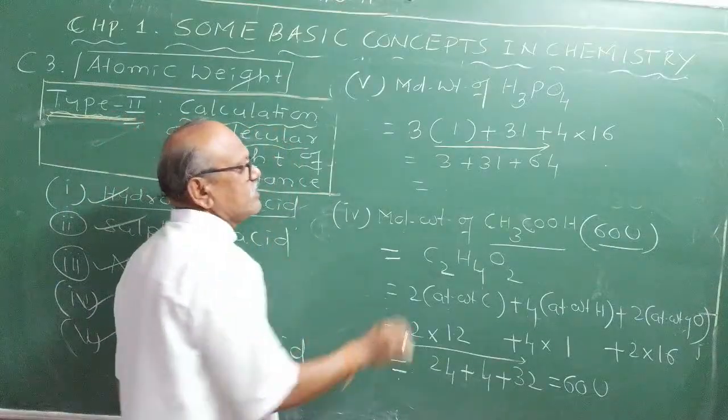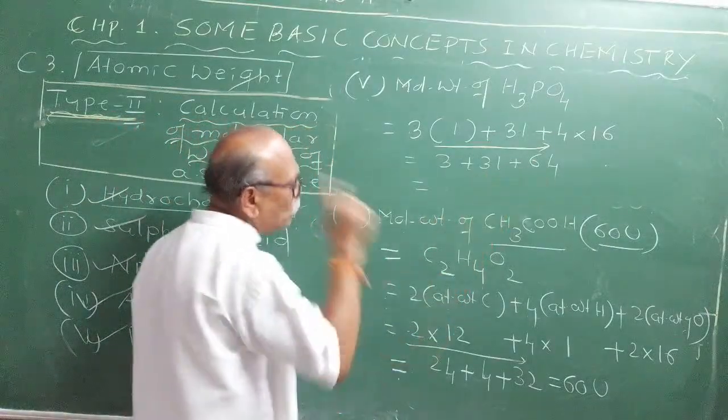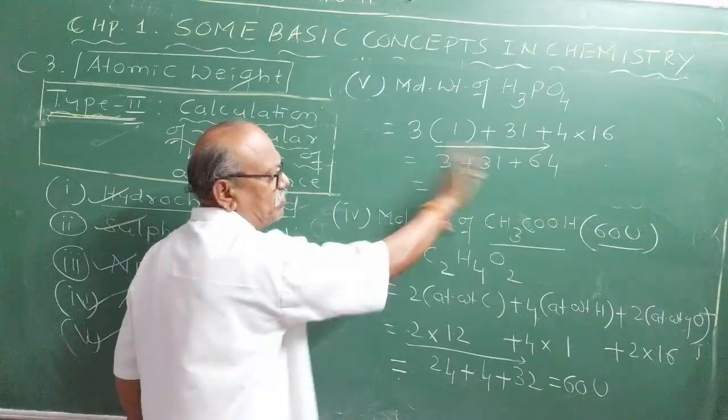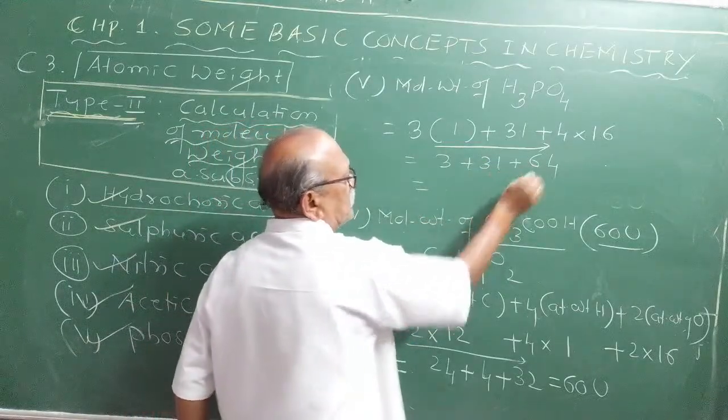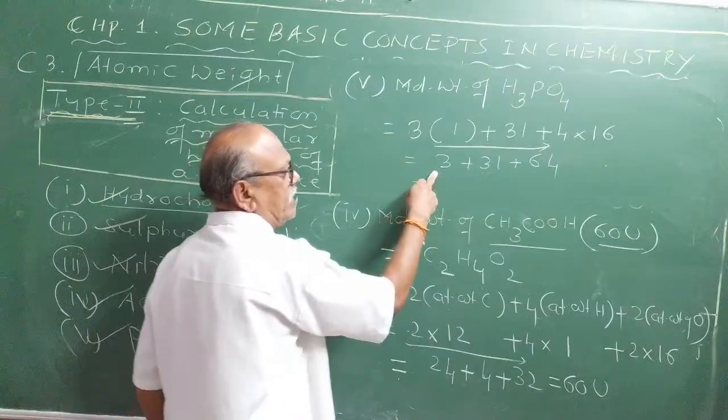Right, I will give tricks. 30 plus 60 you do in mind. Don't use calculator for simple calculations. 30 plus 60 is 90. 90 plus 3 is 93.